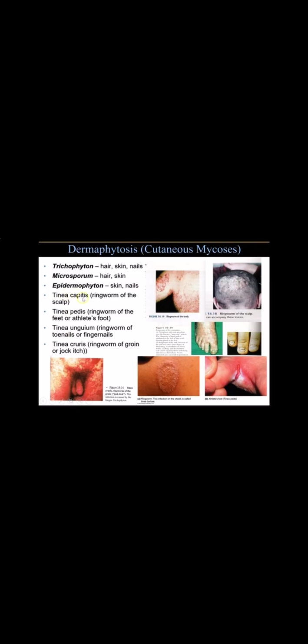So tinea capitis refers to ringworm of the scalp. Tinea pedis is ringworm of the feet, another name for it is athlete's foot. Tinea unguium is ringworm of the toenails or fingernails. And tinea cruris is ringworm of the groin or jock itch disease. So these are the names of the conditions, depending on the localized part of the body. Tinea means ringworm, as I mentioned. Something else that I should mention is that all of those dermatophytes able to cause dermatophytosis produce keratinase enzyme, and that's why they feed on keratin, and that's why they're infecting these parts of the body where we have keratin.